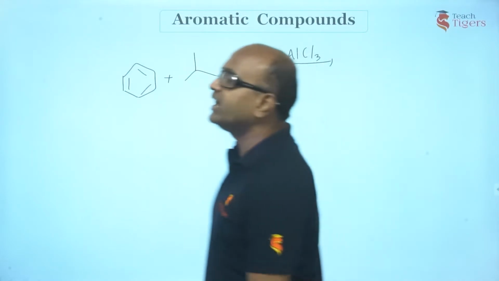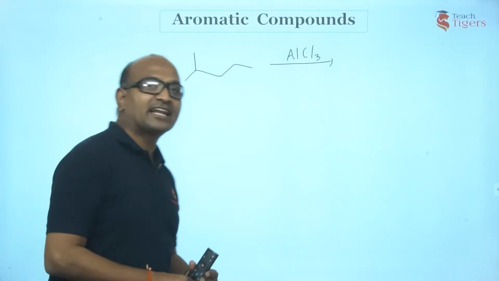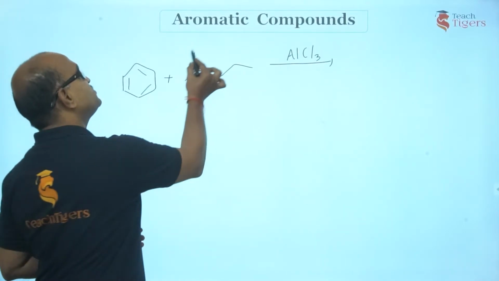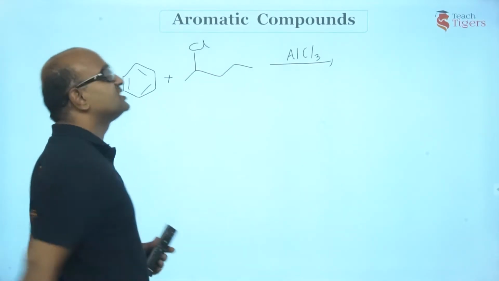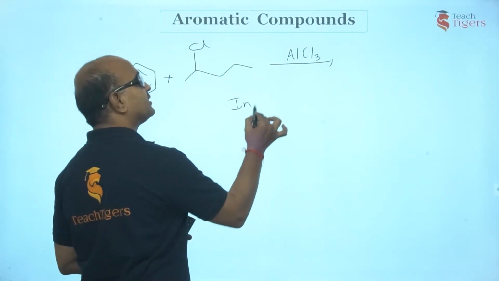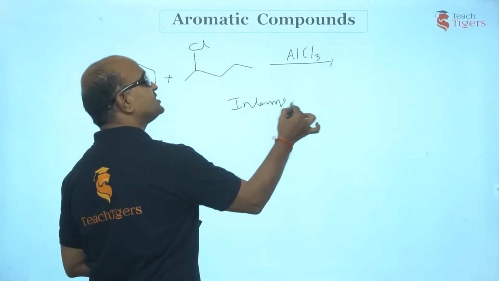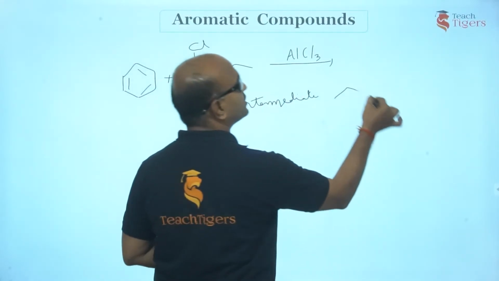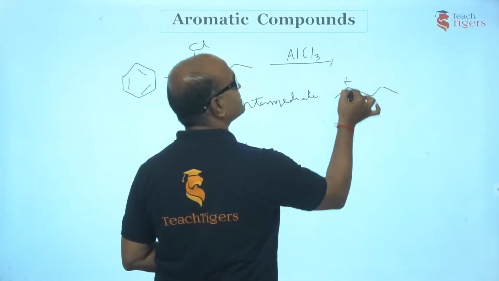So I told you the intermediate of Friedel-Crafts alkylation is a carbocation. Now, this 2-chloropentane was the species. Can you tell me what is the intermediate here? This proceeds through this intermediate. I'll write here 1, 2, 3, 4, 5. There is a positive charge here. Am I right?